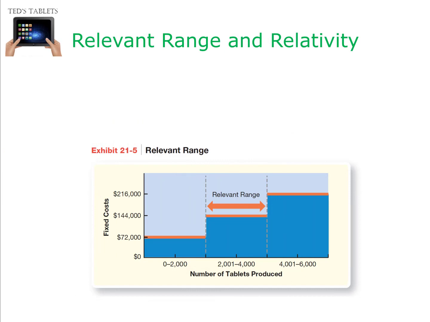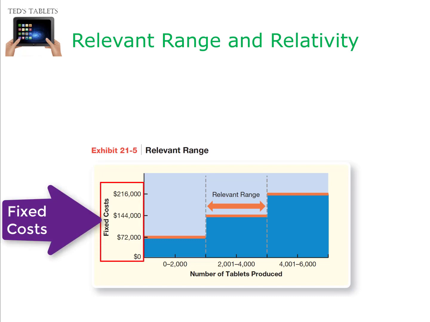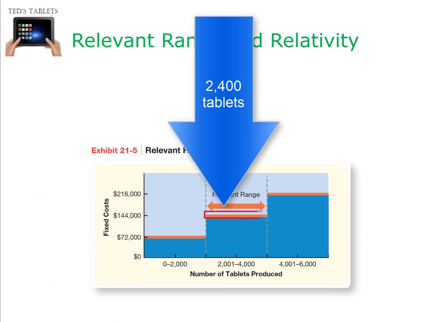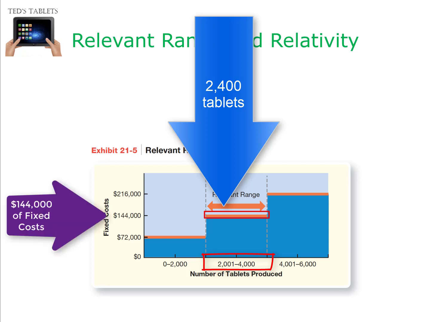So what we're looking at here is a graph of the TEDS tablet's fixed costs and how they change based on 3 different relevant ranges, which are ranges of tablet production. If the company expects to produce 2,400 tablets next year, the relevant range is between 2,001 and 4,000 tablets, and managers will plan for fixed costs of $144,000. So their fixed costs do not change if they produce anywhere from 2,001 to 4,000 tablets.